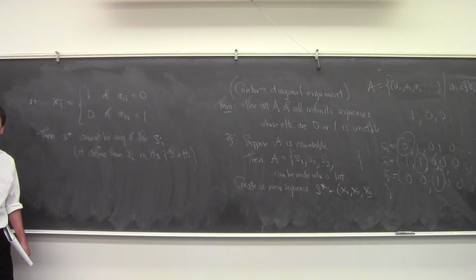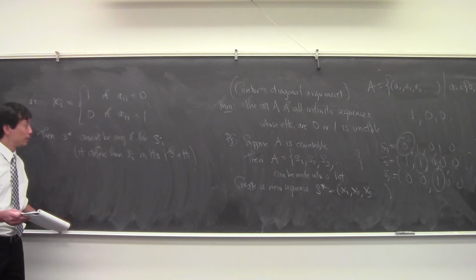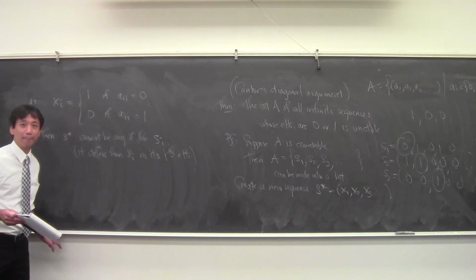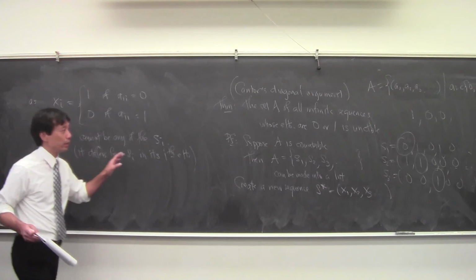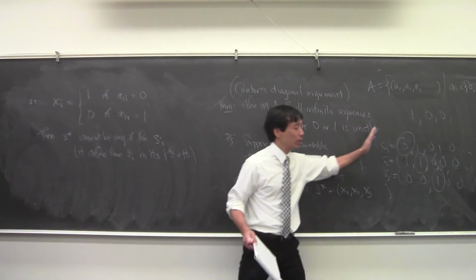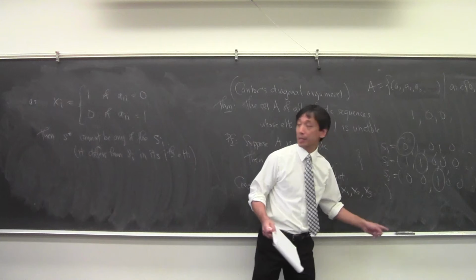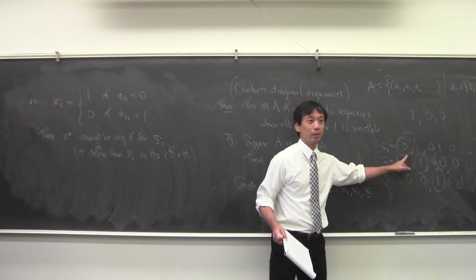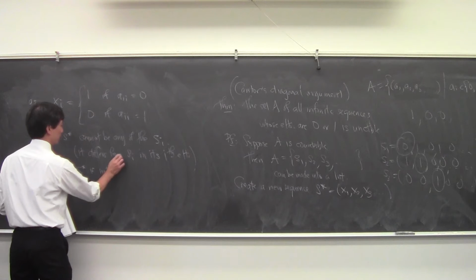Is this the argument given for the cardinality of the power set of a countable set being uncountable? Yes, it's the same argument. Okay, so is that all right? So you say, suppose this set of infinite sequences is countable. In that case, put them into a list. So this should be all possible sequences. And then we create a sequence that differs from each one of them. So it's not on the list. So S star is not on the list.